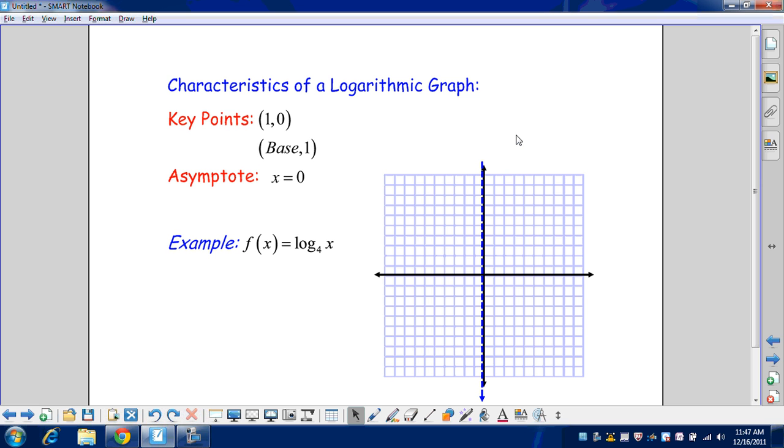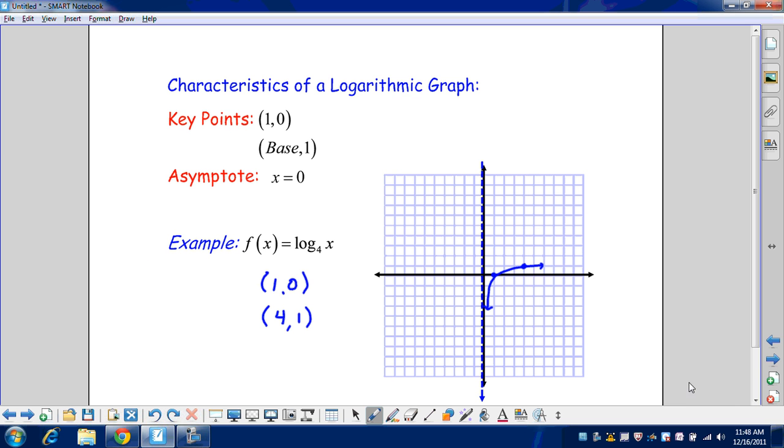I would recommend putting the asymptote in before you do anything else. Now I want to highlight those two key points. I know I'm going to have (1, 0), and since my base is 4 here, it's going to be (4, 1). So I'm going to plot those 2 points, and I'm going to draw my curve. I'm going to hug the asymptote, go up through the 2 key points, and it goes on forever. And that's it. That's how you graph f of x equals log base 4 of x.